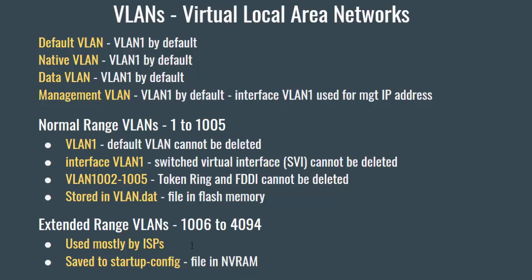Extended range VLANs go from 1006 to 4094. They're used mostly by ISPs, and the VLAN numbers that you create will be saved to the startup config file in NVRAM if you use extended range VLANs. Also, if you use extended range VLANs, you're going to need to use VTP.